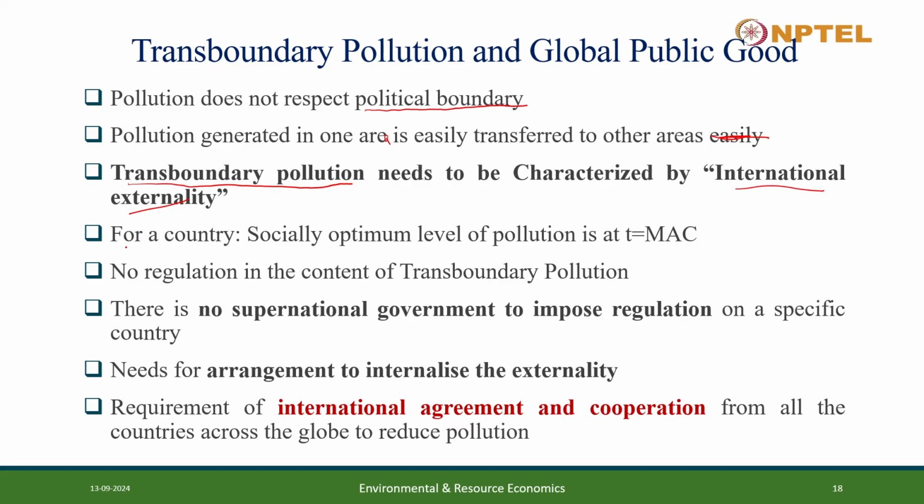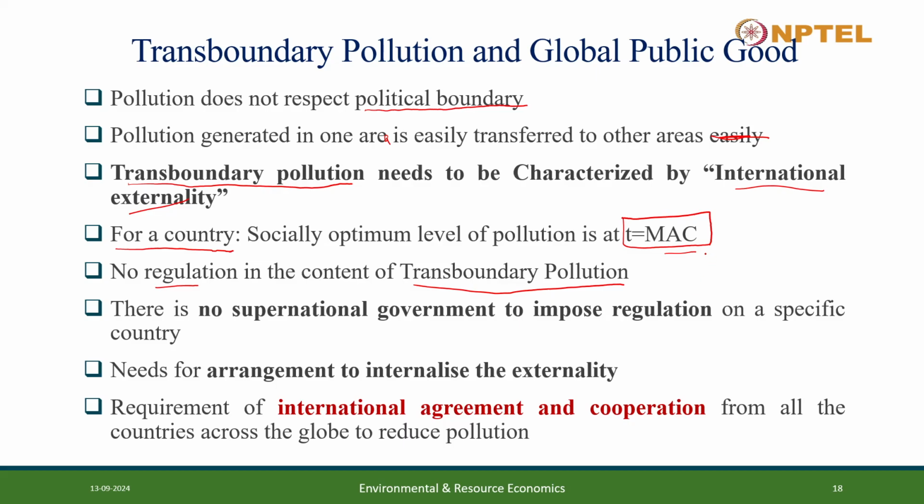If the pollution is internalized, or if the pollution is inside the country, then the effective way is equating tax with the marginal abatement cost curve, right? When T equals MSC, the abatement is done, beyond which the firm will choose to pay tax. However, there is no regulation for transboundary pollution such as CO2, global warming, etc.